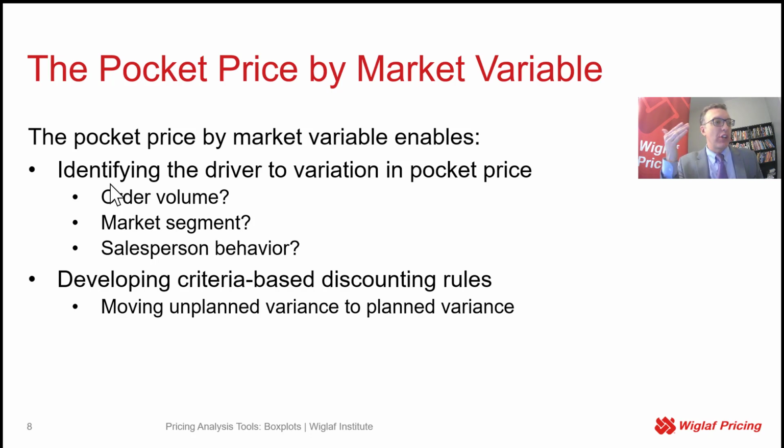Is this something to do with order volume? Is there something specific about this market segment? Is there something going on with your salesperson itself? Is there a regional difference in pricing? Beginning to identify what is driving your variation in prices, that's the start of actually beginning to understand it and then manage it. Because ideally, you want to move to criteria-based discounting rules.